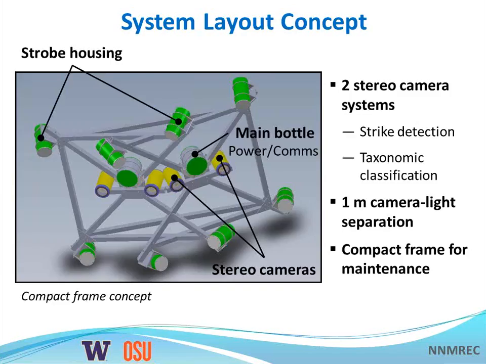So you're seeing here a compact frame, where each system consists of 2 cameras, 4 strobes, and 1 main power and communications bottle. The whole frame is about 1.5 meters by 1.5 meters in characteristic dimension. So even though the cameras themselves are quite small, when you think about putting the entire package together, it starts to become a little large. The reason we're pursuing this kind of compact frame concept is for reasons of maintenance. So next slide.